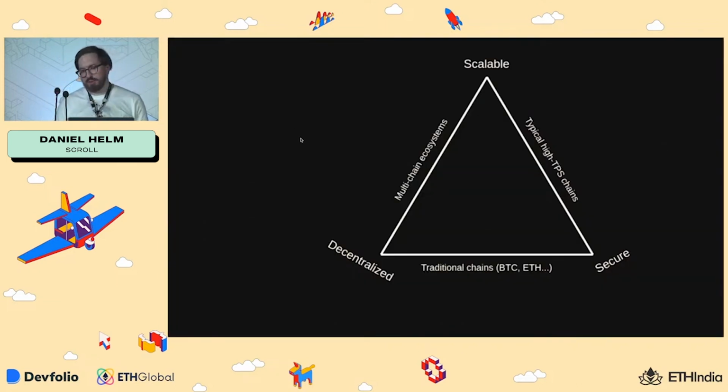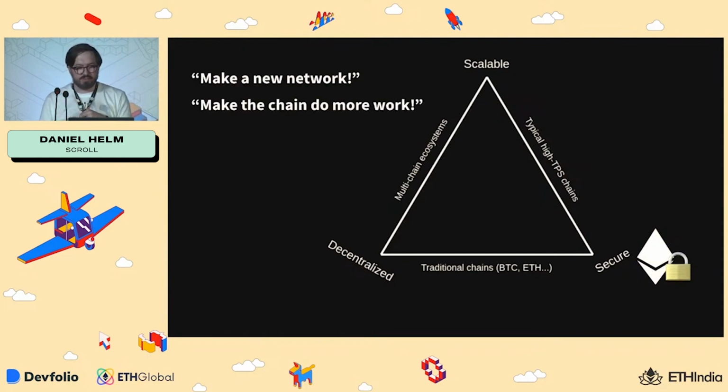And this is a little bit of a bastardization of the trilemma here, but we can imagine this as Ethereum really locking down the security side of this triangle. And so we can say now, okay, we've got security locked down. Well, now let's make a new network, an off-chain protocol. Let's crank up the constraints of it, the resources of it. We'll make the chain do more work. And through that, we can become more scalable while still building on top of traditional chains that are highly secure and highly decentralized.